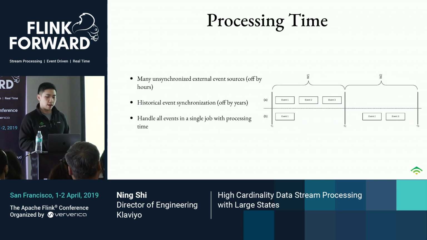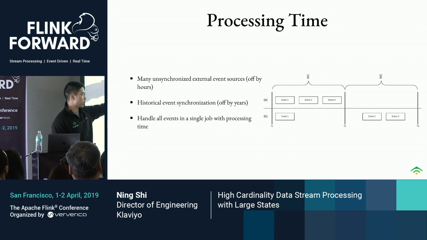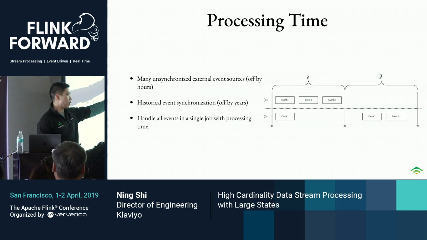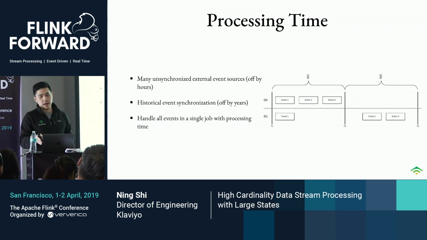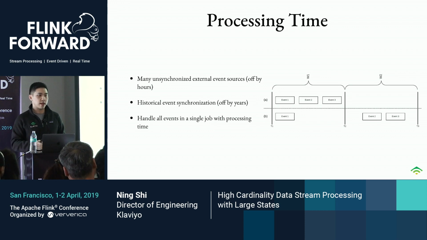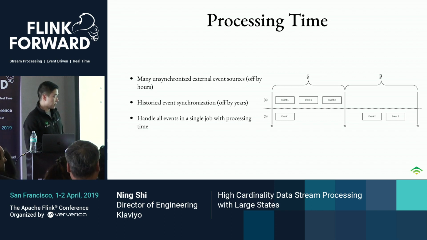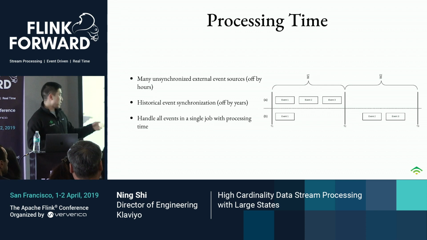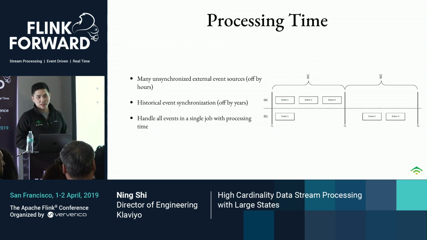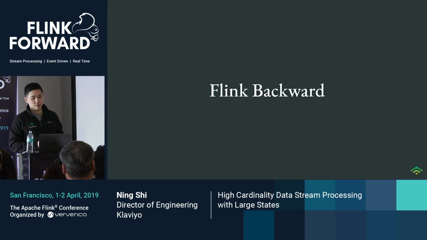You have to guarantee that regardless of whether it's case A or B, the end result has to be deterministic. Meaning that after processing all 3 events, it has to generate the same outcome. Once you can guarantee that, then it doesn't really matter whether they end up in the same window or 2 different windows. That's one of the catches of using processing time. And because we have so many out-of-order events, one of the team members actually suggested I name this talk Flink backward.